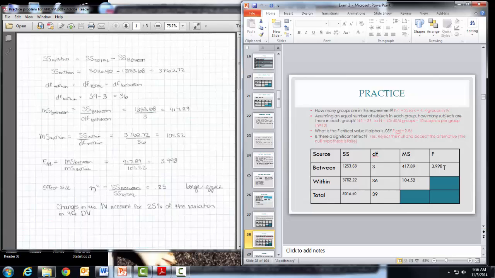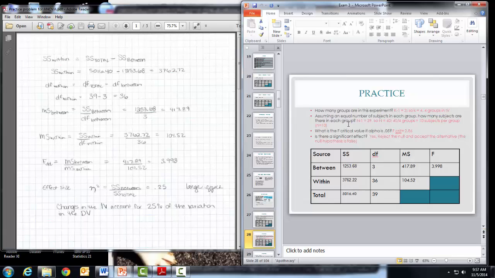Now remember that the number of groups in the independent variable is noted with the symbol K. We know that the degrees of freedom between is K minus 1, or the number of groups minus 1. So if we have 3 degrees of freedom between, K has to be 4, because 4 minus 1 equals 3. So K equals 4, and that tells us that there are 4 groups, or 4 levels, in our independent variable.